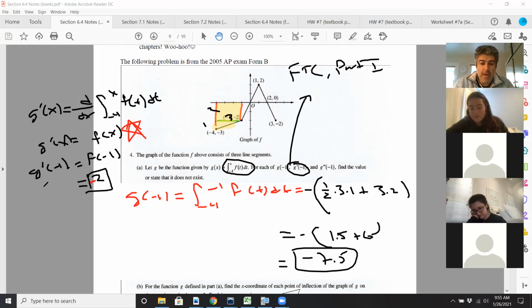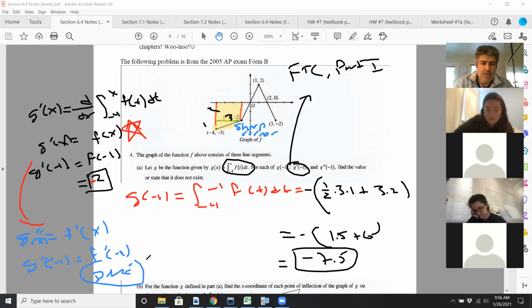Then if you want g double prime, well, guess what? If I want g double prime of x, that's f prime of x. So if I want g double prime of -1, then I want f prime of -1. Here's the problem, though. We have a sharp corner. I can't find the slope of that tangent line. So we say it does not exist because you got a sharp corner at x equals -1. So it doesn't exist.